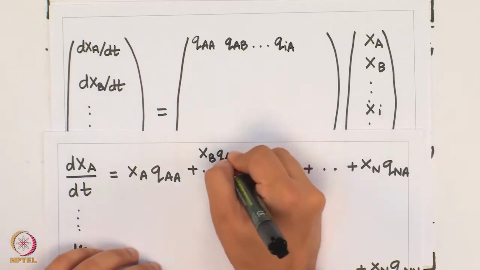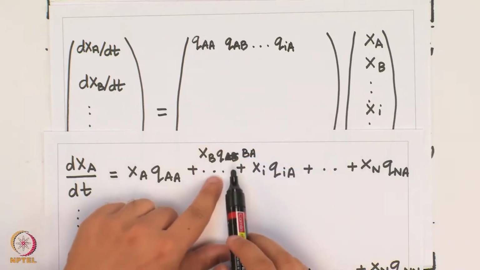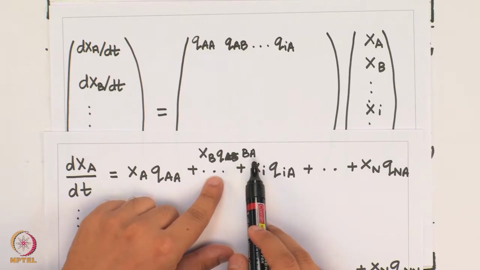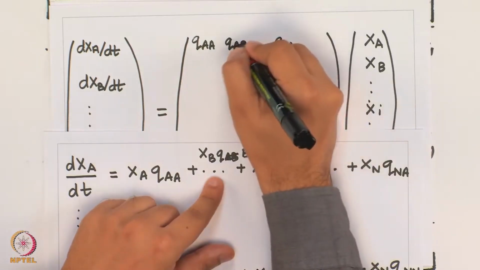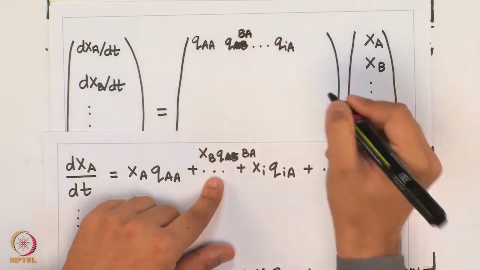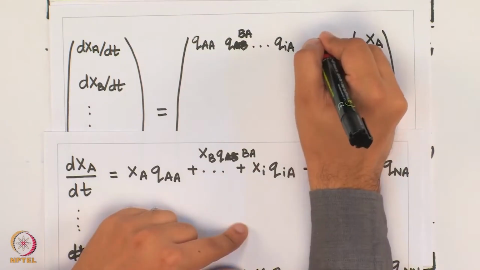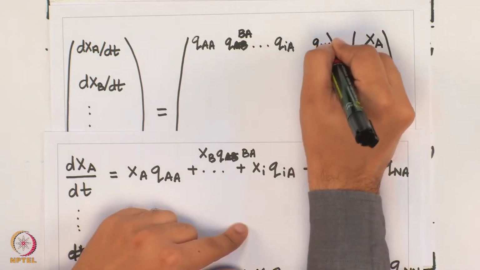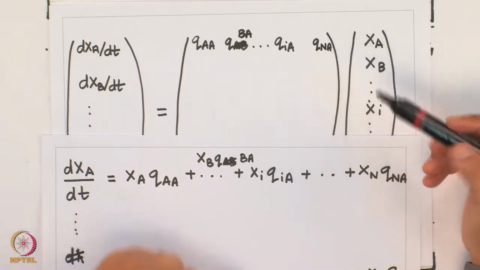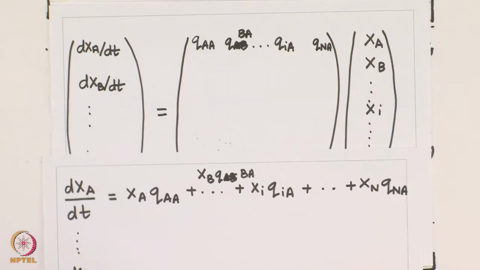I'm sorry, this should be QBA, because we're interested in whenever replication of B happens and the progeny belongs to genotype A. So this entry here should be QBA, QIA, and the last one here should be QNA, which is division of genotype N happening and leading to a progeny of genotype A. That's the first row.